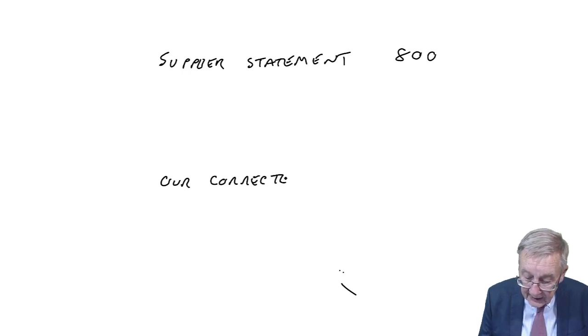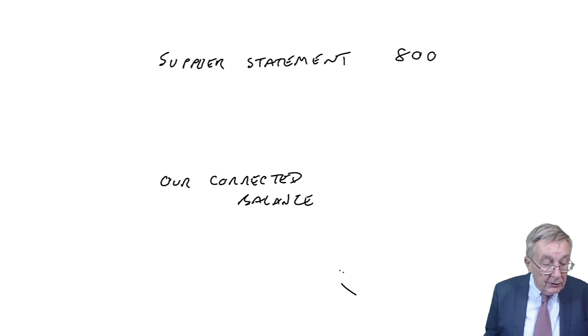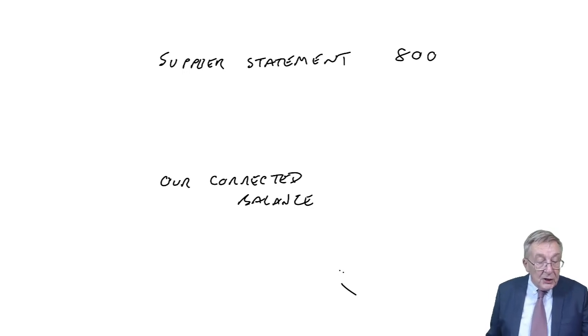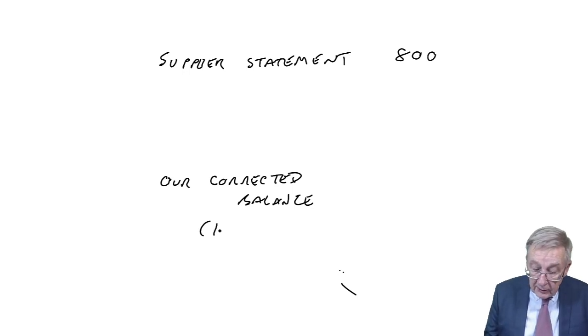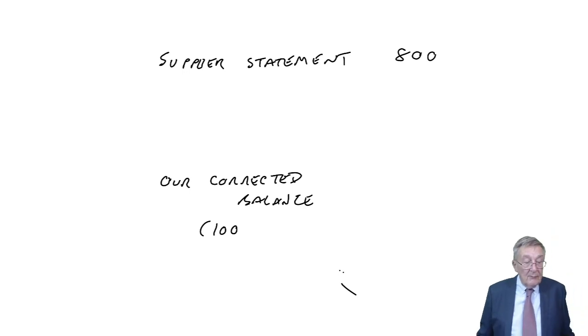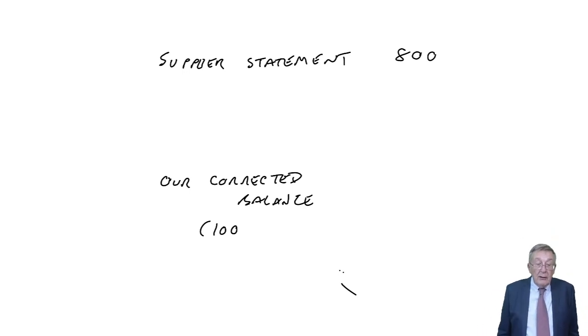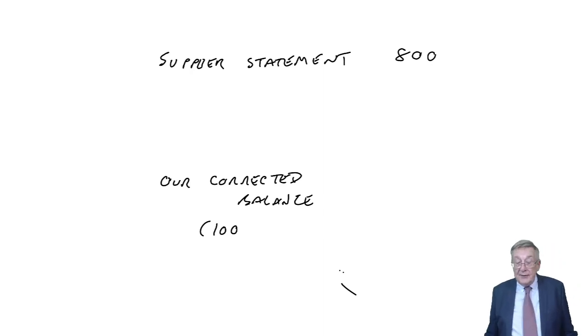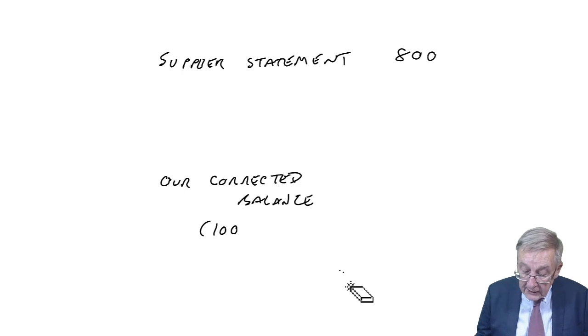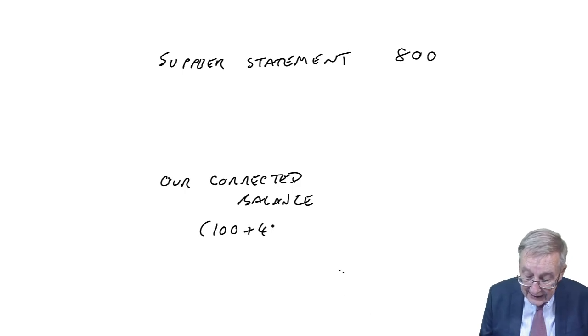our corrected balance, do you agree with me? We show a balance at the moment in our records of 100. However, we've recorded an invoice of 500. We'd only recorded 50. So we need to add on an extra 450.